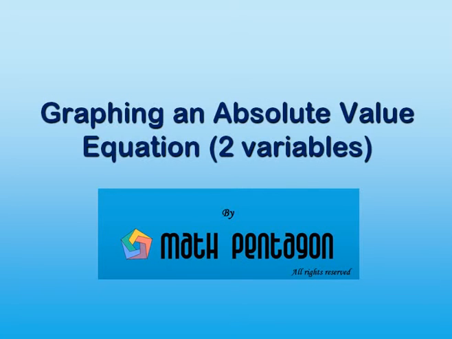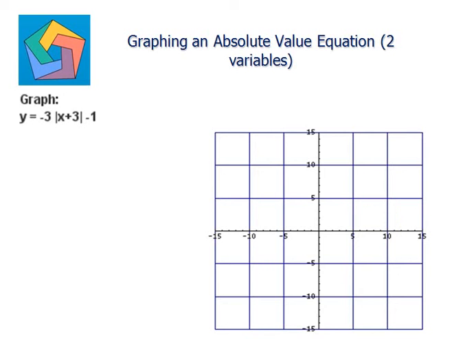Today we are going to learn about graphing an absolute value equation for two variables. Let's look at a problem. Graph y is equal to negative 3 times the absolute value of x plus 3, minus 1. Now we will graph the absolute value equation using the t-chart.